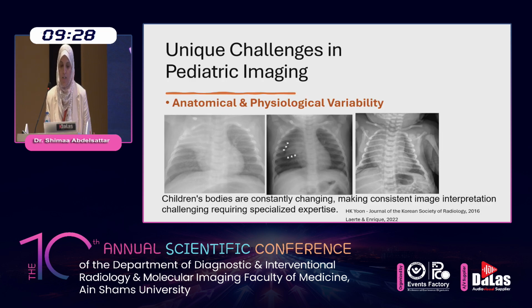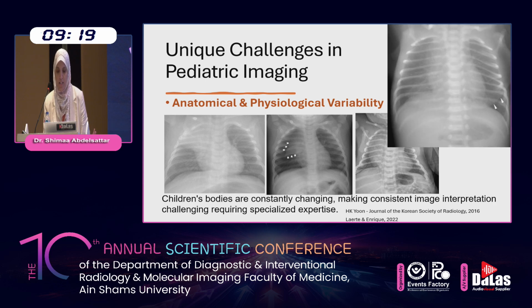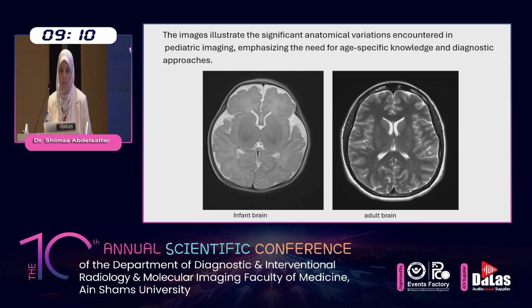There are unique challenges in pediatric imaging, starting from anatomical and physiological variability. As we can see here, this normal thymus has a variable shape in 3 different infants. Also, a skin fold may be confusing for non-expert radiologists, and in this AI can help. Also, as we know, brain MRI has a variable appearance of signal intensity in different ages. This is an infant brain, which has a bright, hyperintense white matter. However, in the adult brain, the white matter is dark.